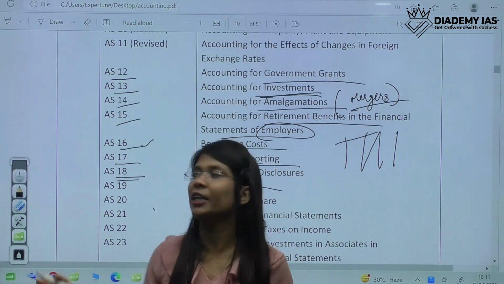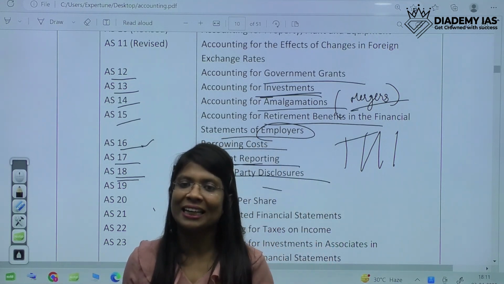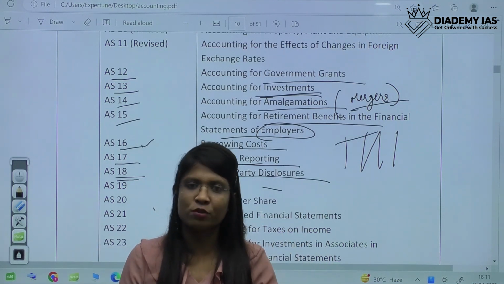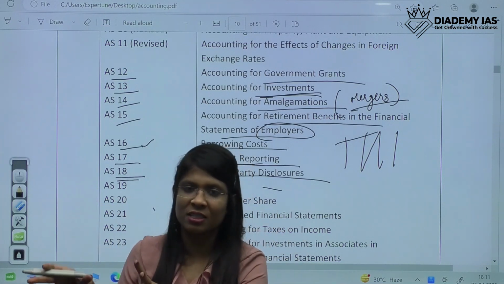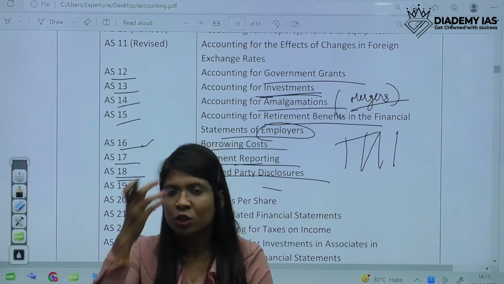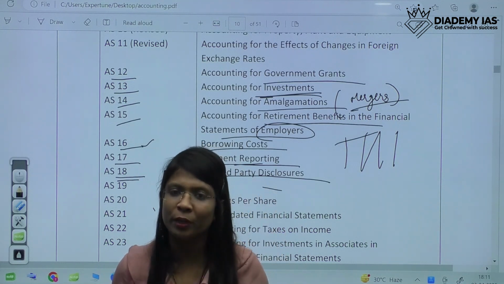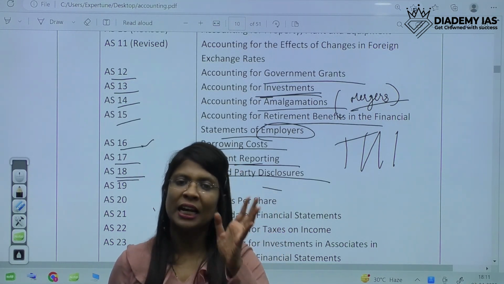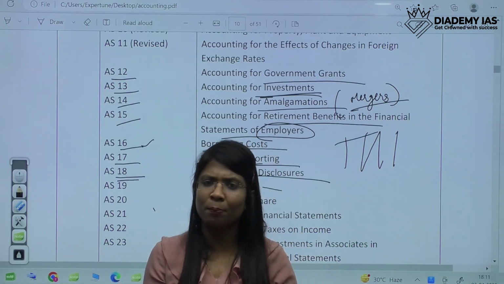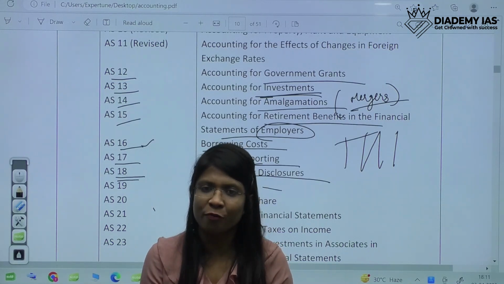Then AS18. AS18 has always been very important. AS18 is about related party disclosures. Related party disclosures means anything related to our company, like relatives of the company or relatives of the directors. They are usually included in related parties or KMPs, key managerial persons. If anyone is related to those, then the transactions with any related parties have to be disclosed. It has to be thoroughly disclosed, each and every transaction, because you must be thinking why we are focusing so much on related parties. I could be having n number of relatives, so why should each transaction be disclosed?